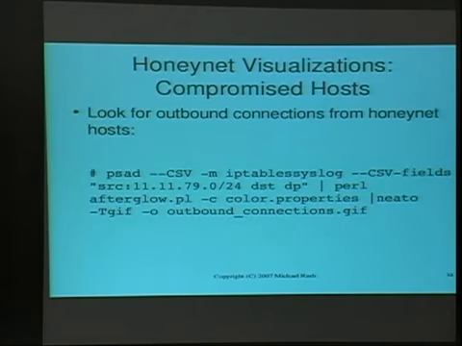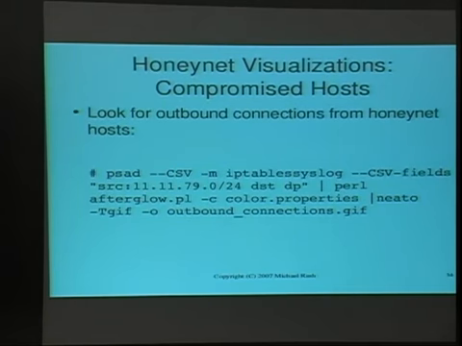Okay, so I knew that this was a Honeynet, so hopefully there were some compromised boxes in there. I used PSAD here in the CSV mode to parse the iptables log file, this 39 megabyte file, and I told it that I wanted to graph only the source, destination, and destination port values such that the source address came from the Honeynet.